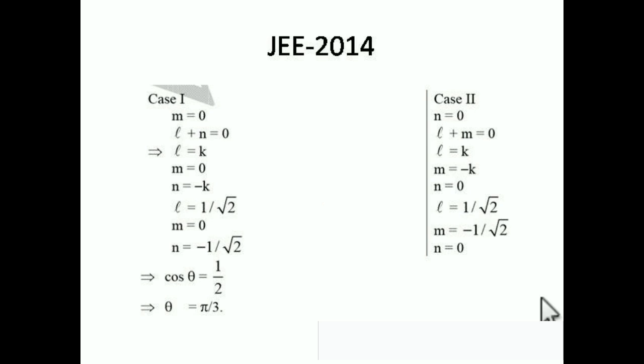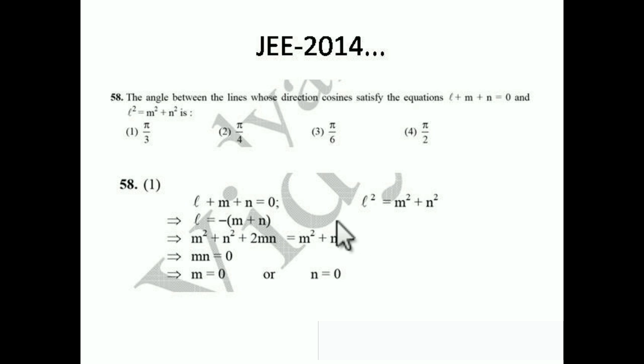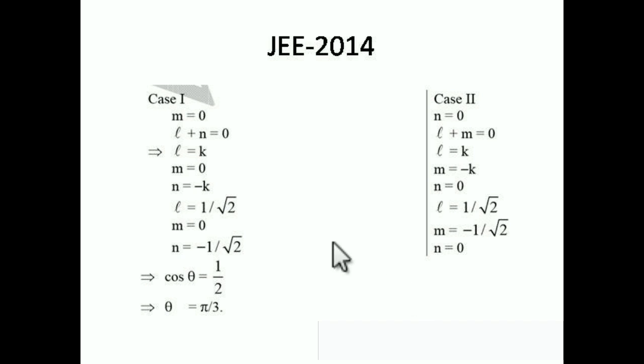Case 1, if m is equal to 0, if we put m is equal to 0 here, then l plus n is equal to 0. So if we say l is equal to k, then m is equal to 0 and n is equal to minus k. Okay, we get this. That means our vector is (k, 0, minus k). You don't need to do this thing. Just cancel out this.